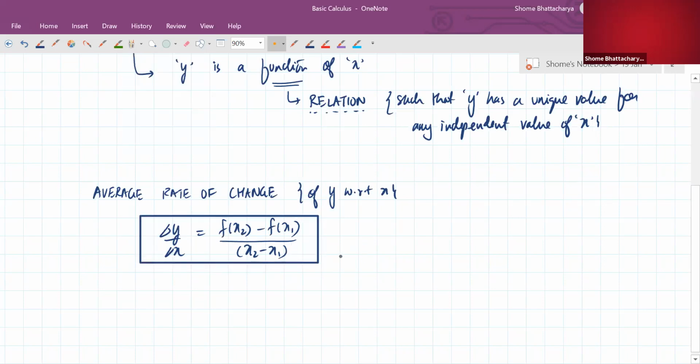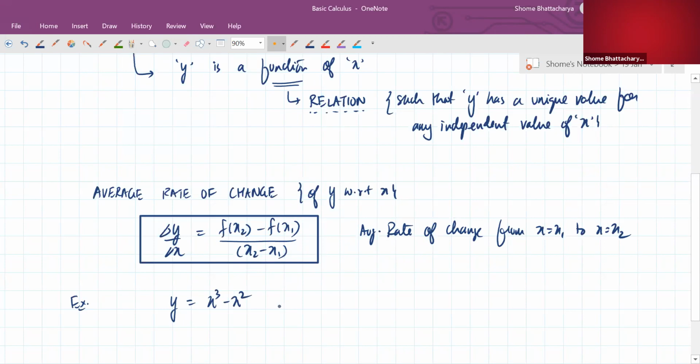Okay. So this is the average rate of change from x equal to x1 to x equal to x2. Okay. So for example, suppose we have a simple function like this, that y is equal to, let's say, x cube minus x square, and we want to find the average rate of change, let's say from x equal to 0 to x equal to 1.